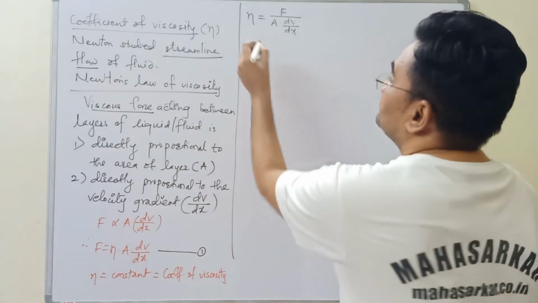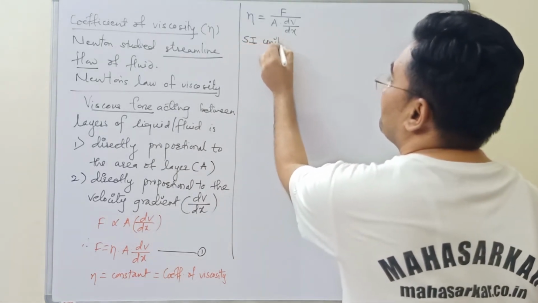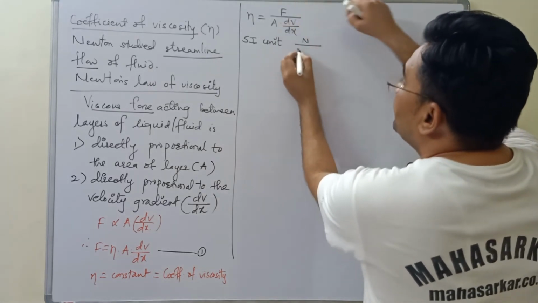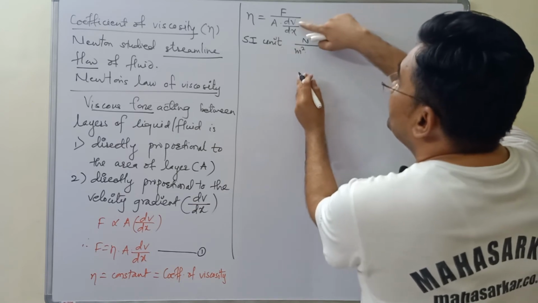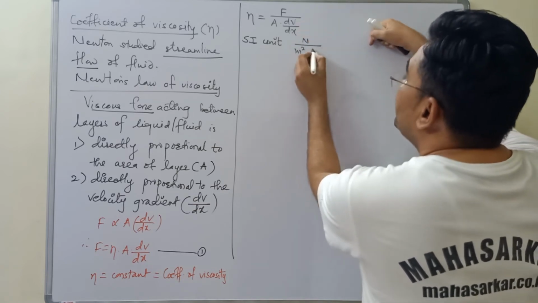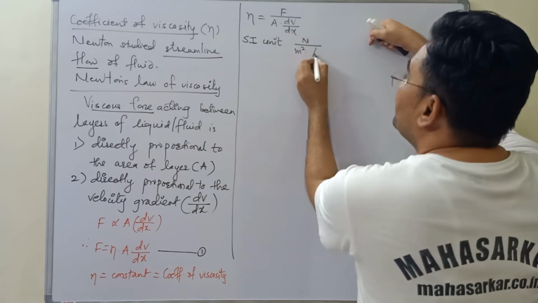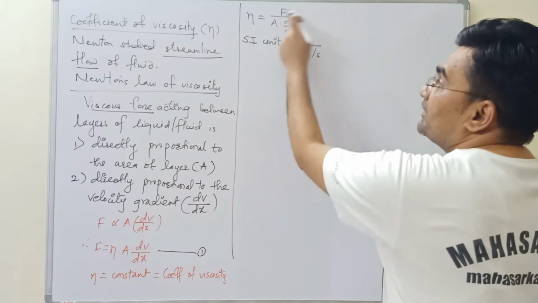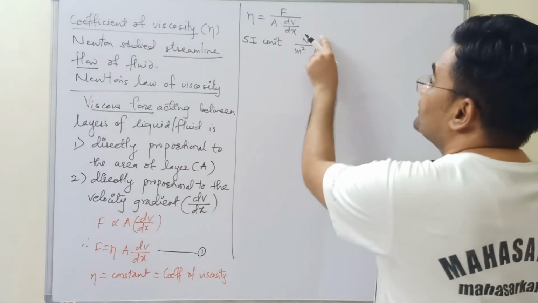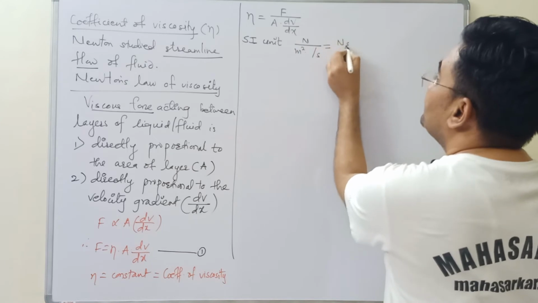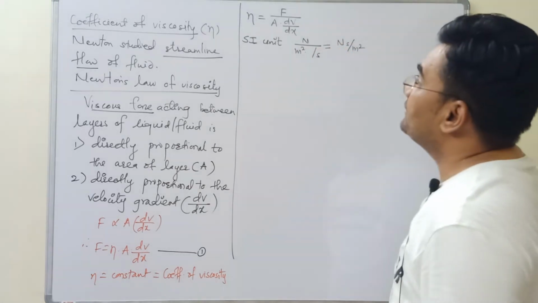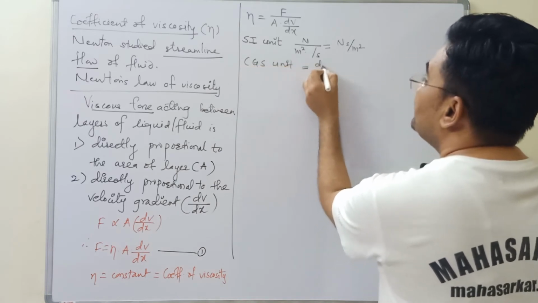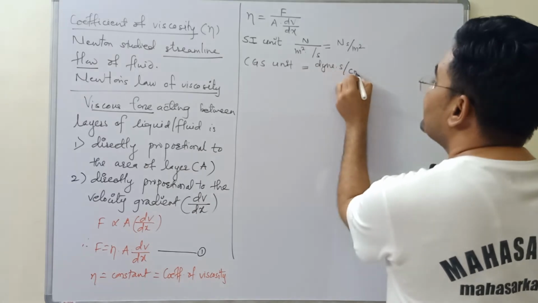Let's find the SI unit. It is force, so Newton, divided by area, that is meter square, into meter per second upon meter. So if you remember, we have already found out the unit of velocity gradient. It is per second. So this second should be shifted to the numerator. It is Newton second per meter square is the SI unit, and the CGS unit is dyne second per centimeter square.